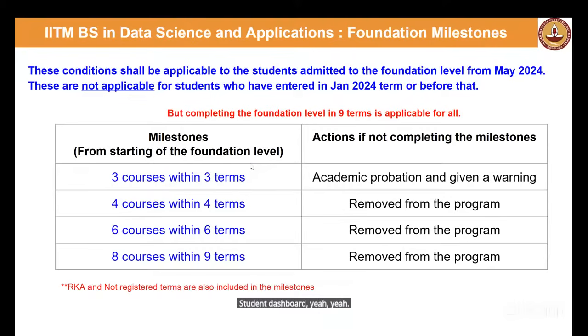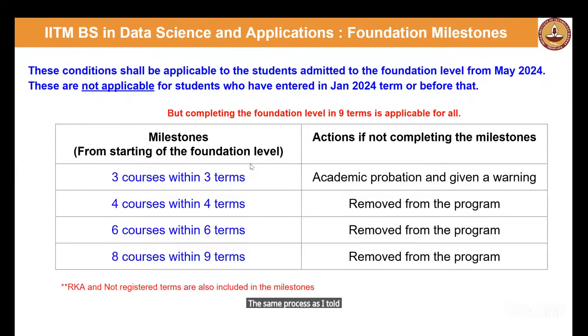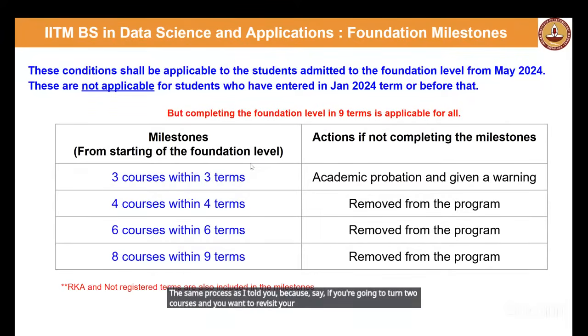This is only true because I'm a foundation student, right? My first term was on my personal email ID, and this term will be on my institute email ID. But from the next terms onward, what will be the process? The process will be the same, as I told you. If you're going to term 2 courses and you want to revisit term 1, you can revisit with your personal email ID.